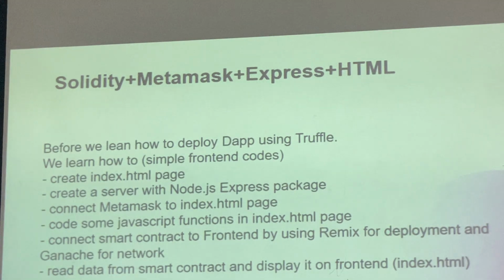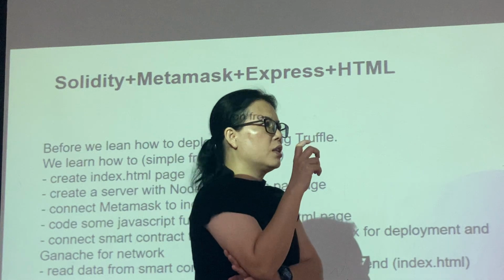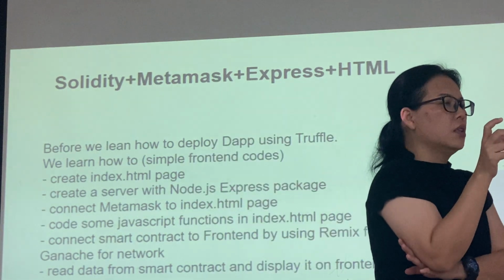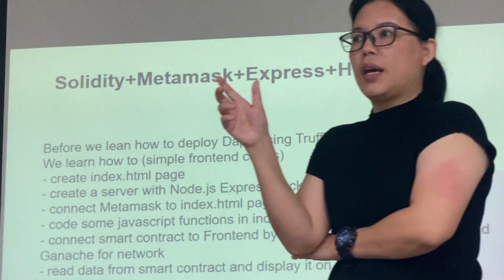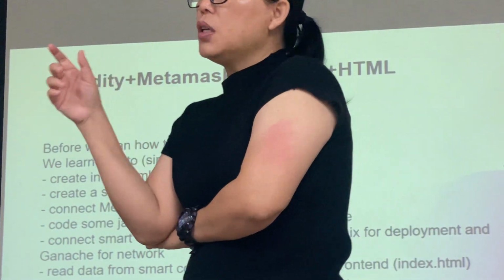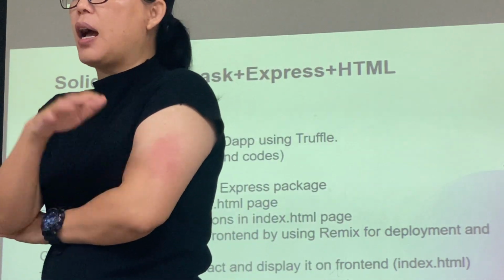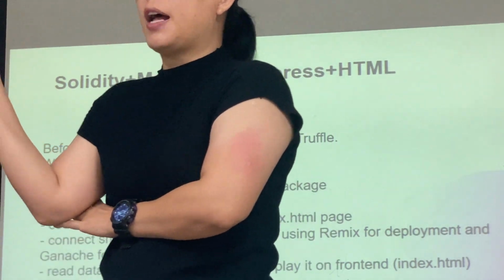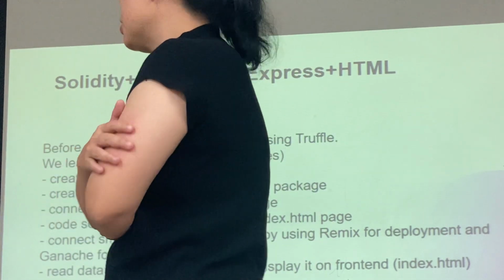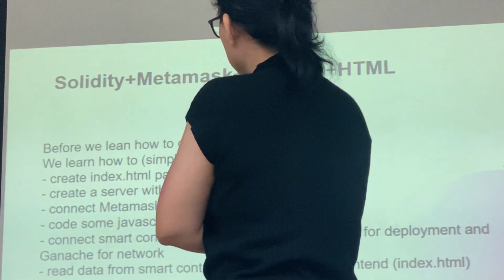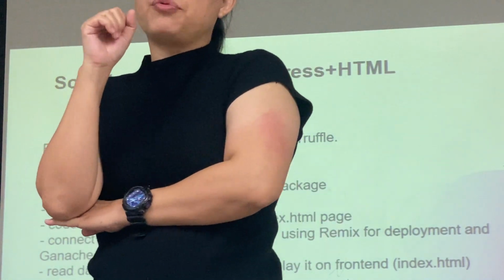We need to have this particular account address and the API. So in the very beginning, I said that the API and the account address are very important for the front end to link back to your back end. Okay, so that's why today I'm not using Truffle to do deployment. I'm still using Remix.